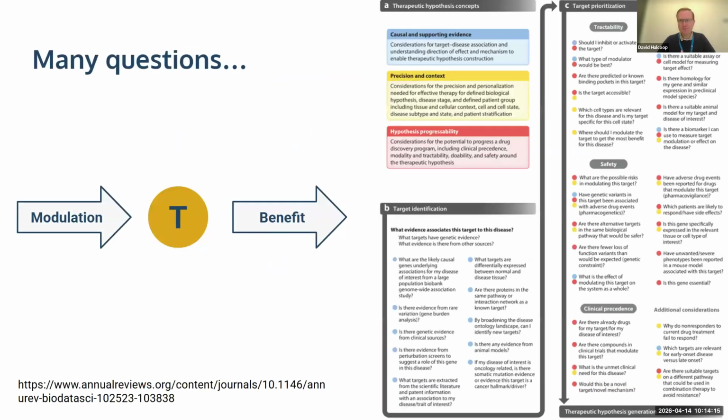But to develop it fully, you have to answer a lot of questions to do with the association of the target to the disease, to do with whether or not you can do anything about that, to do with whether or not the intervention you want to make is safe, and to do with how you're going to position your intervention versus the other things which are already being developed by others or already on the market. We put together some of the questions around therapeutic hypotheses into this article that you'll see linked here.